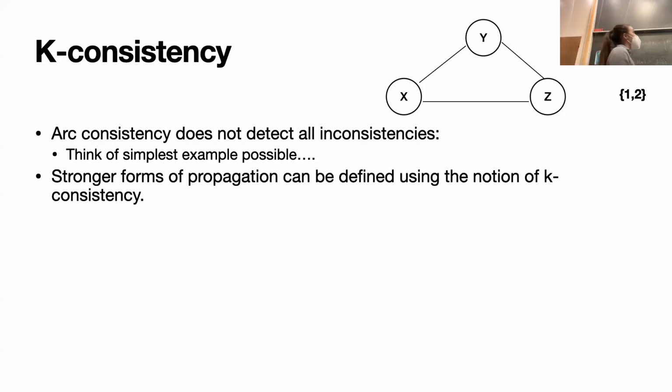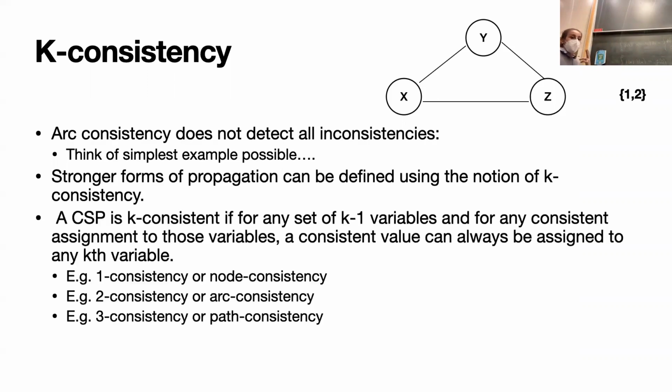There are stronger forms of propagation that can be defined using the notion of what is called k-consistency. For people that are interested, this is a big problem in graph theory. Now, before I get into k-consistency and some other properties, for this class, all you need to know how to do is arc consistency. Okay? We're throwing 3-consistency and 4-consistency out the window. This is a little bit more of an advanced topic.